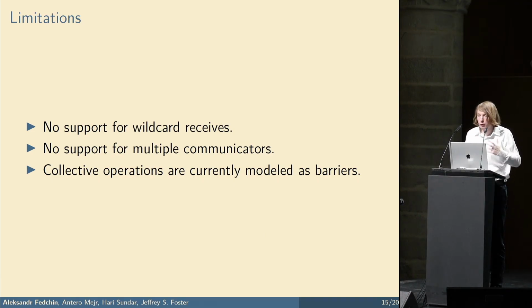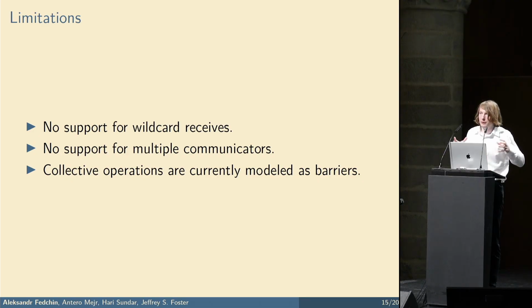Okay, so a few words about limitations. We don't support some things in MPI. I'd say it's a very big standard. So we don't support wildcard receives. So a receive always has to have a specific source, right? The message has to come from a specific source. You cannot receive from an arbitrary source. And we also do not support multiple communicators.